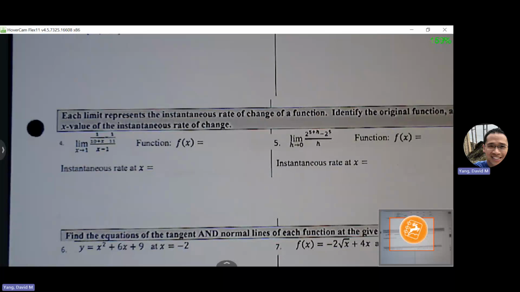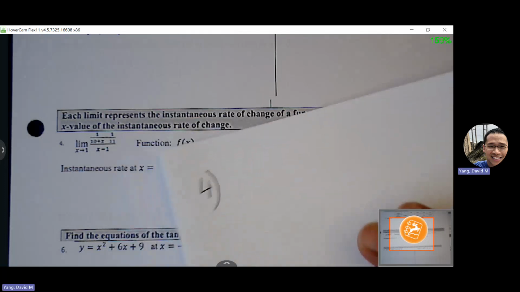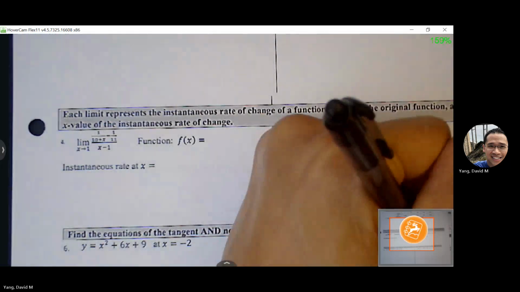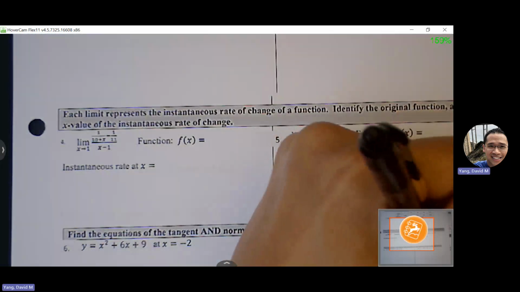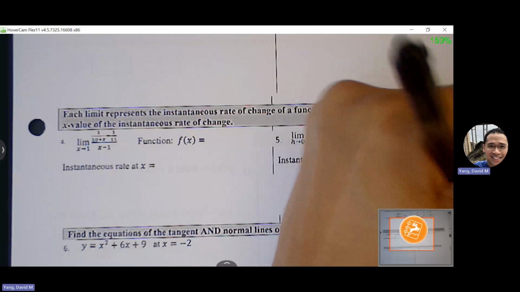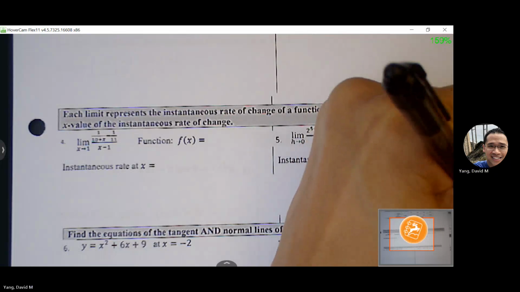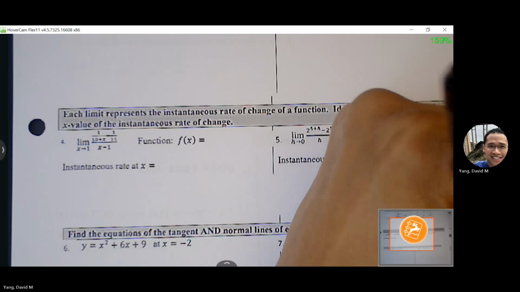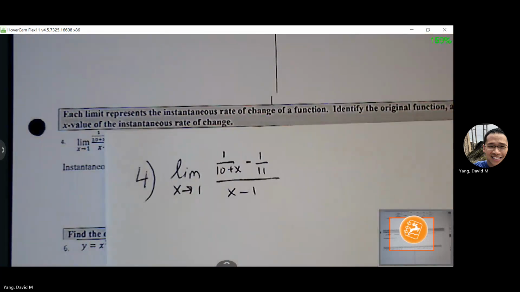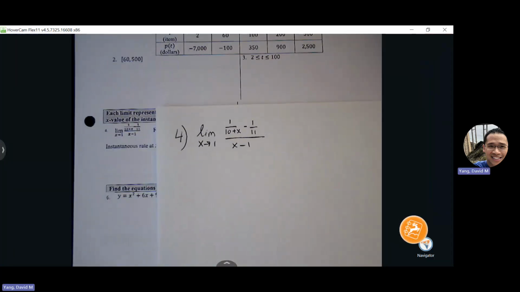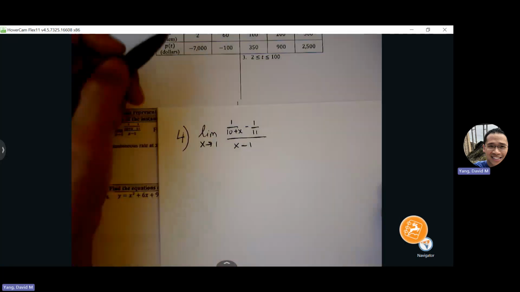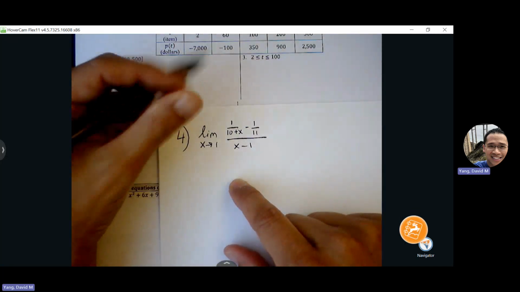Okay, number 4. Use limit to represent instantaneous rate of change. Identify the original function. So for number 4, this is supposed to match well with one of the definitions for limits. In fact, it's matching nicely with the alternate limit definition of derivative.